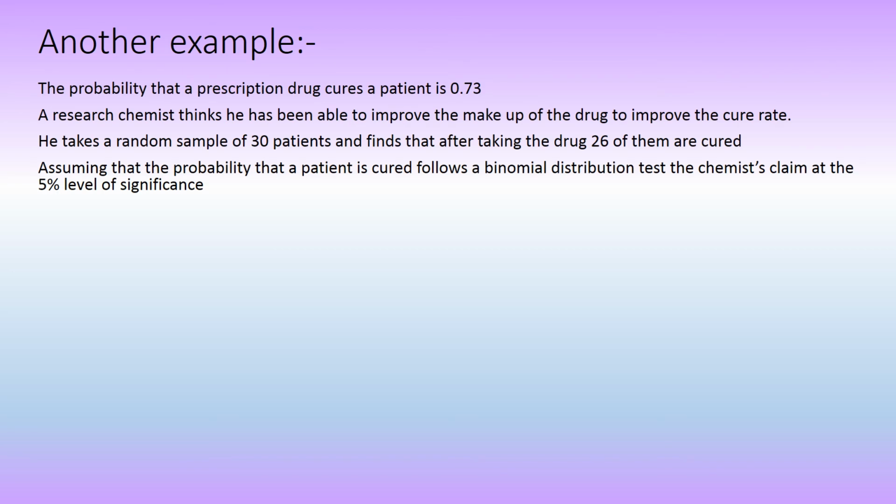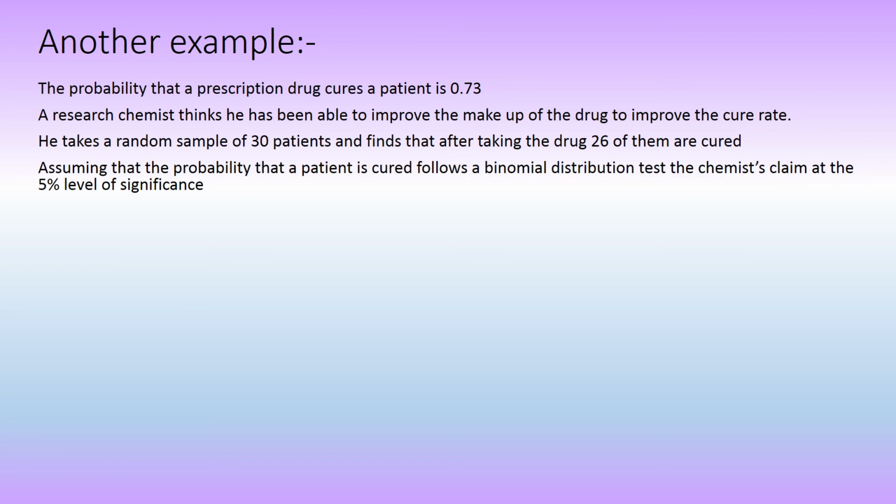Okay, so let's have a look at another example. The probability that a prescription drug cures a patient is 0.73. A research chemist thinks he has been able to improve the makeup of the drug to improve the cure rate. He takes a random sample of 30 patients and finds that after taking the drug, 26 of them are cured.